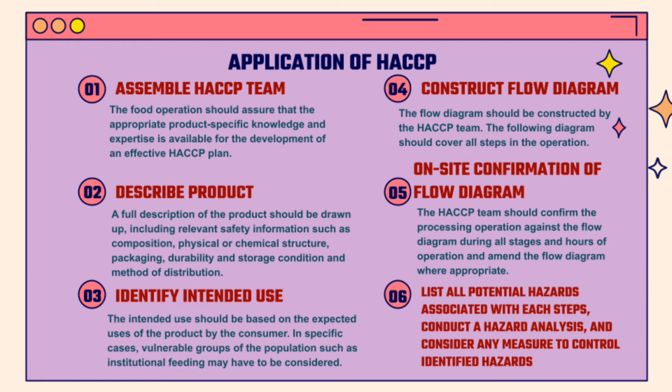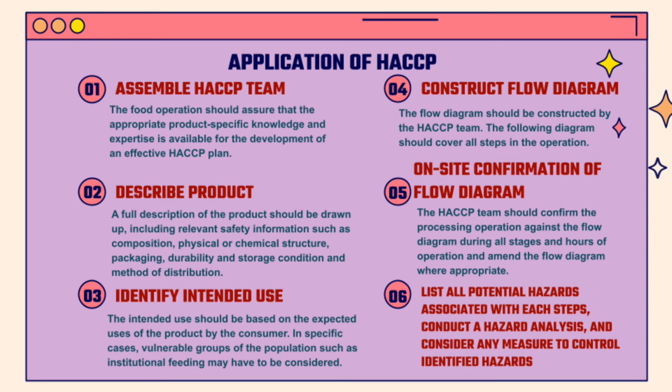Second, describe the product. A full description of the product should be drawn up, including relevant safety information such as composition, physical or chemical structure, packaging, durability and storage conditions, and also the method of distribution. Third, identify intended use. The intended use should be based on the expected use of the product by the consumer. In specific cases, vulnerable groups of the population, such as institutional feeding, may have to be considered.